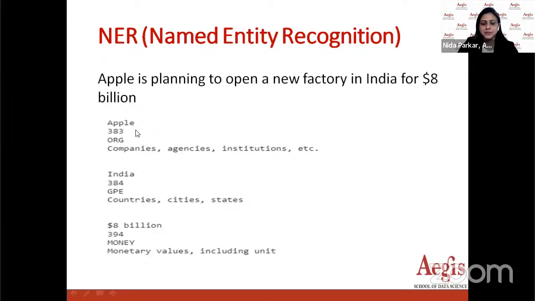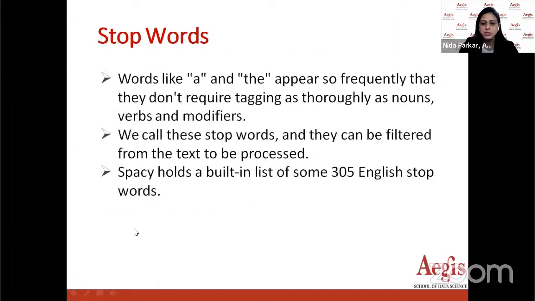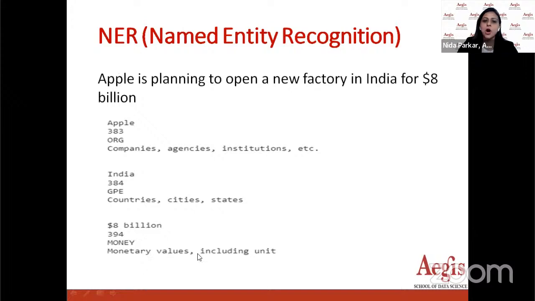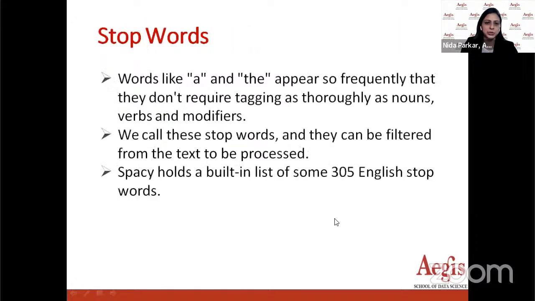And $8 billion, the interesting thing to see over here, is that it is telling us that $8 billion is about money. The description you get is that it is a monetary value including a unit. Since there is a dollar sign given over here, it is telling that there is also a unit mentioned. So why do we need to work on these things or identify these things?